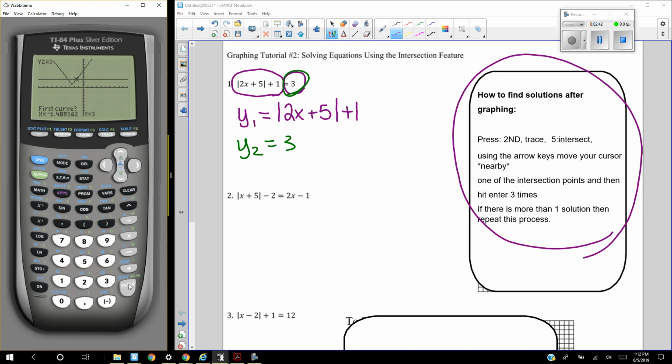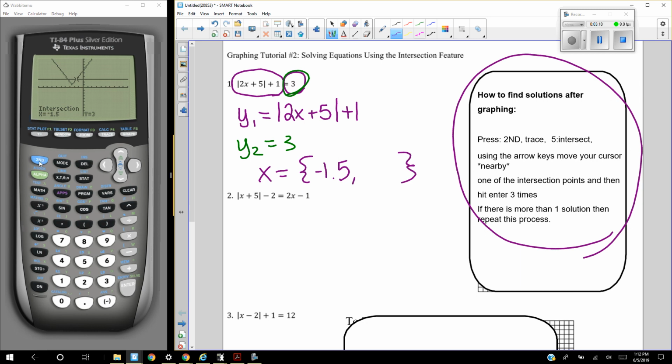And then we're going to hit enter once. It jumps to the second curve automatically. You don't have to do anything. Hit enter twice. It's going to say guess question mark. You never want to guess, so hit enter a third time. There's one of your solutions. Remember, we're solving for x, so negative 1.5 is one solution. If you found the other solution, that's okay, because that's what we're going to do now.